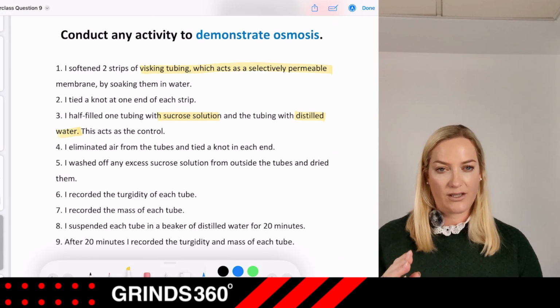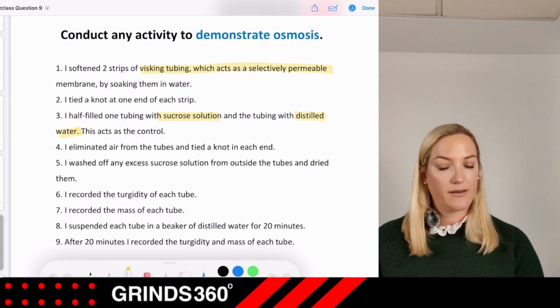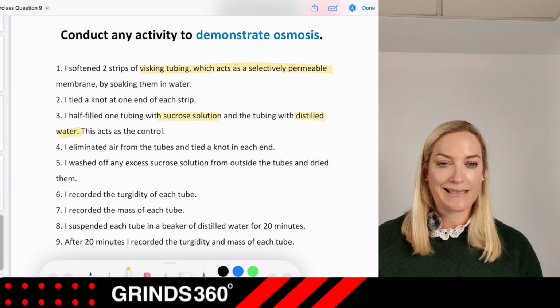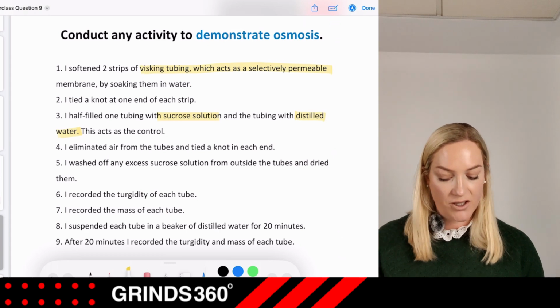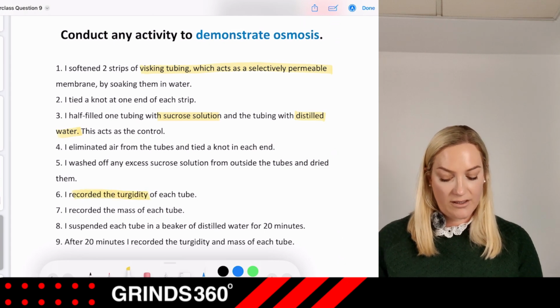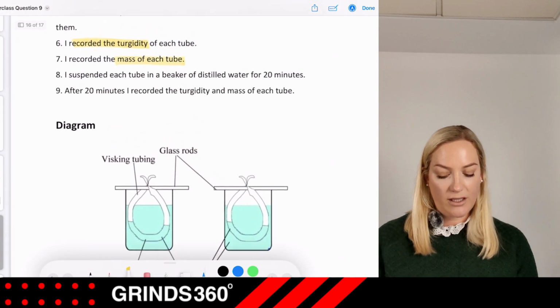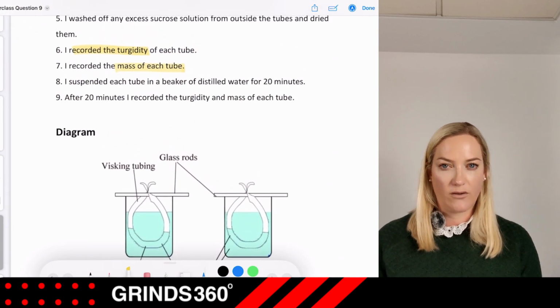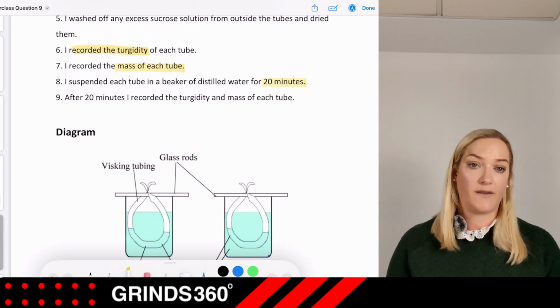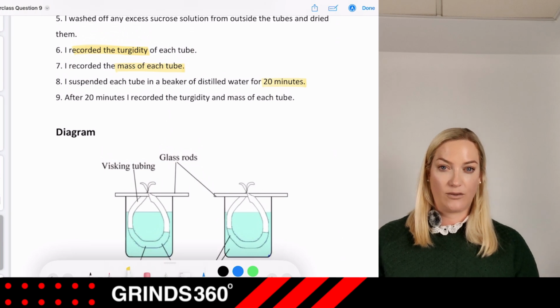So now you have 1 Visking tubing with sucrose and 1 Visking tubing with distilled water. What you would then do is make sure you pat them dry, and then you're going to record the mass of both, and you're going to observe the turgidity. So I washed off any excess sucrose on the outside and dried them. I recorded the turgidity of it, and I recorded the mass. And then you're going to place both into a beaker of distilled water for at least 15 to 20 minutes. 10 minutes, you're not really going to get a reaction, or 5 minutes. At least 15 to 20 minutes, you're going to leave them in the distilled water.